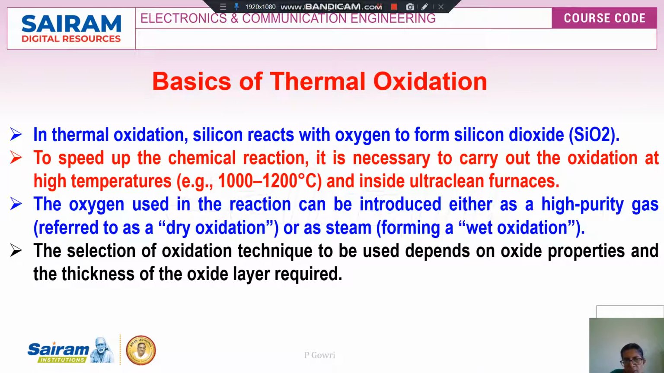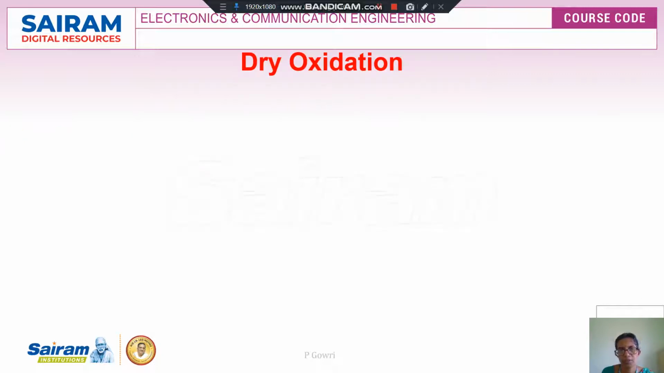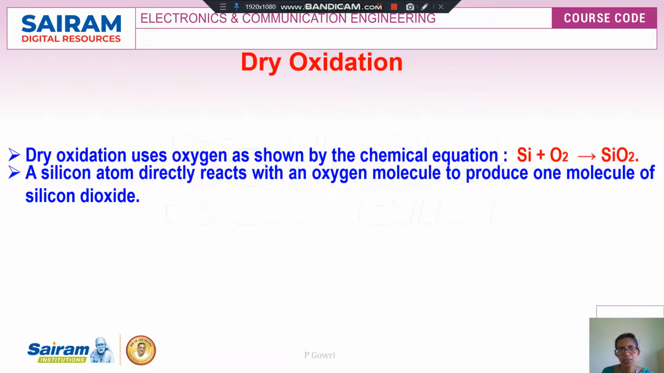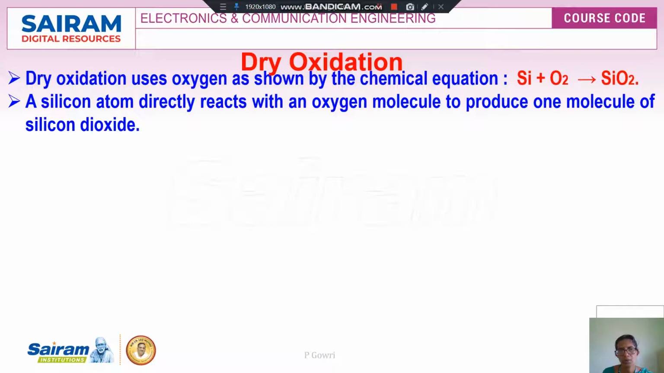The selection of the oxidation technique, whether wet oxidation or dry oxidation, depends on the oxide properties and also how thick the oxide layer is required to be. So based on the requirement, we will select either dry oxidation or wet oxidation. So what is dry oxidation? Dry oxidation uses oxygen. So Si plus O2 gives SiO2.